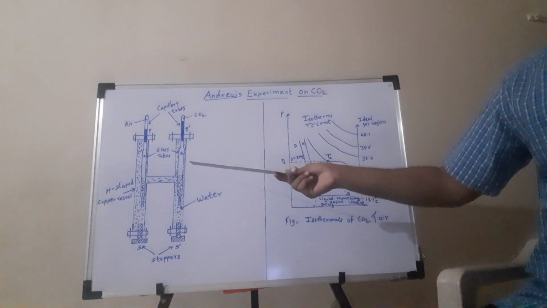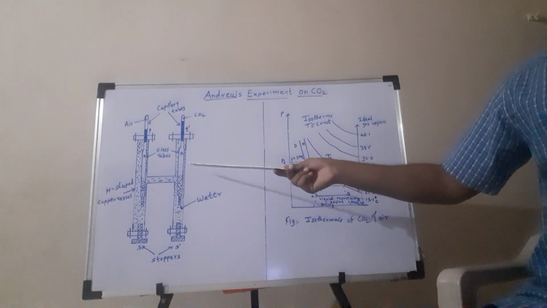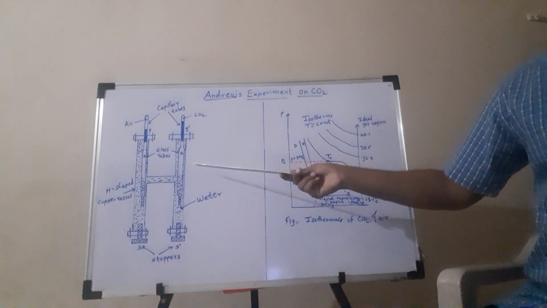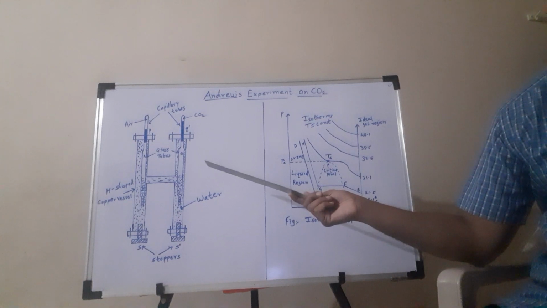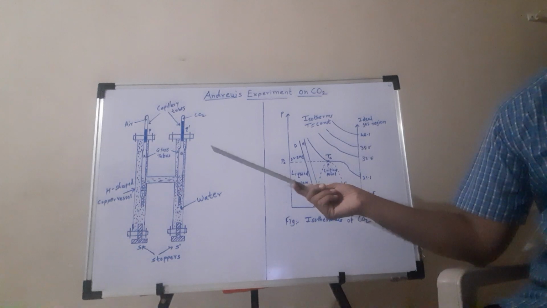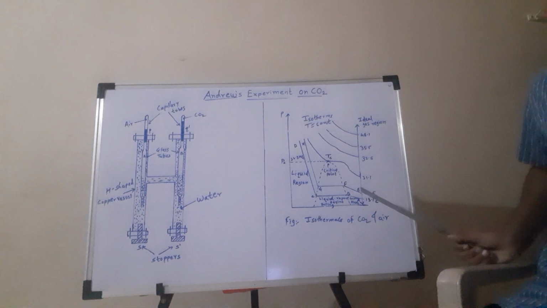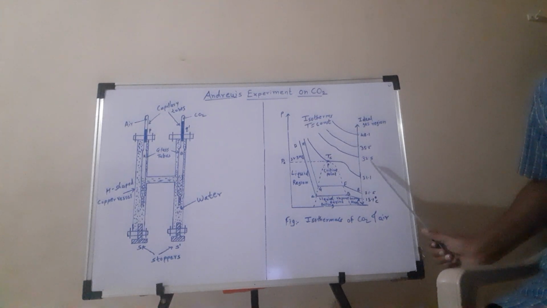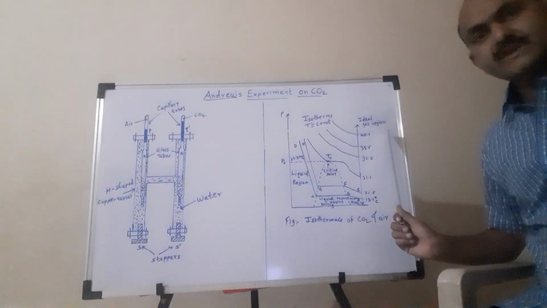Both the tubes are surrounded by water baths, which is shown in the figure. Air is kept at constant temperature. The temperature of CO2 could be maintained at the desired temperature between 0 to 100 degrees Celsius. In Andrews' actual experiments, isothermals were drawn at temperatures 13.1, 21.5, 31.1, 32.5, 35.5 and 48.1 degrees Celsius.